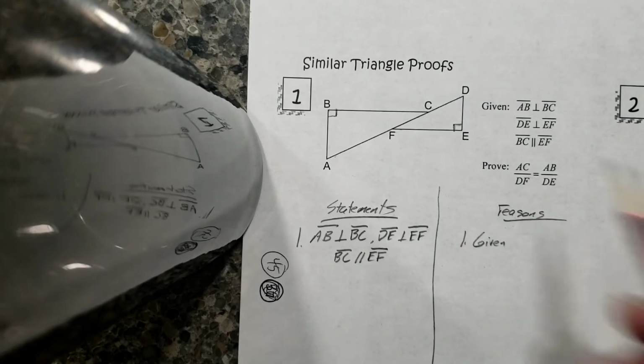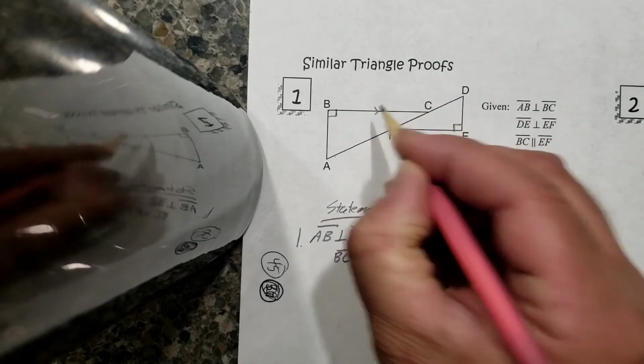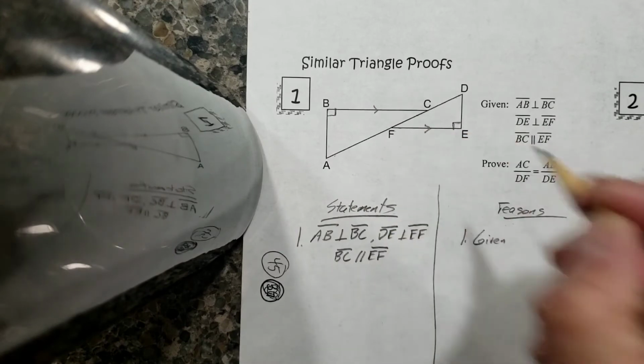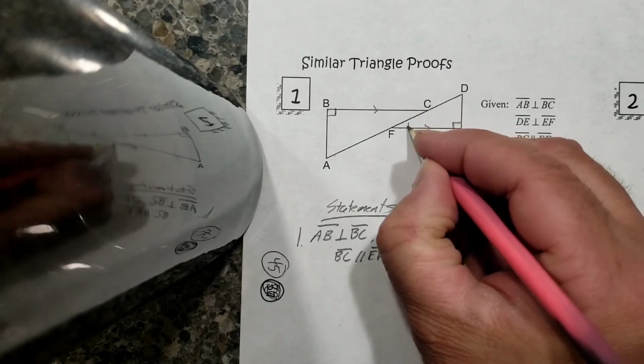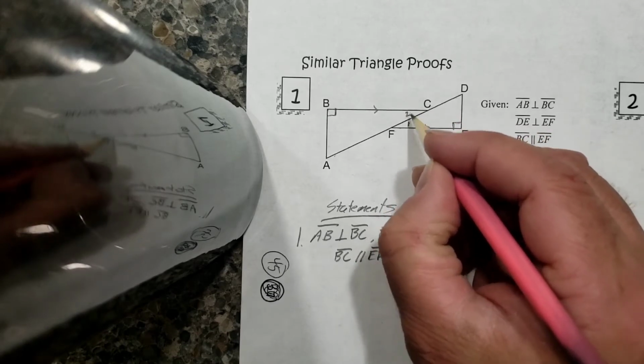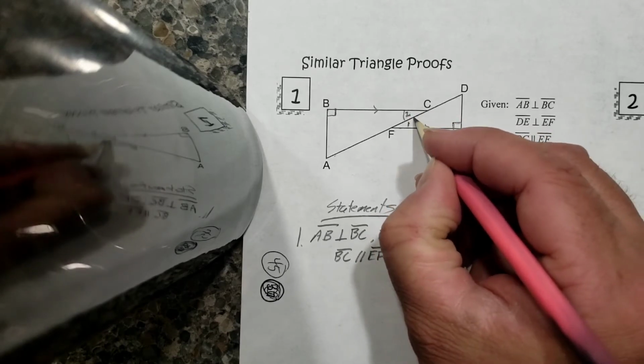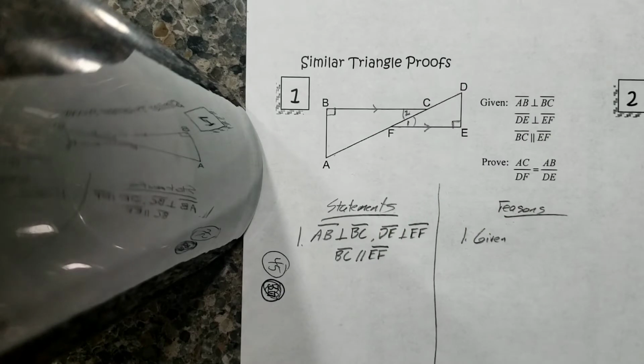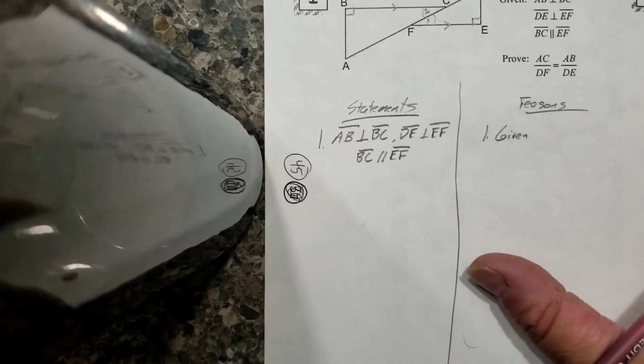Okay, now I'm looking and I see BC and EF are parallel. So what I'm going to have here, and I'm just going to mark these angle 1 and angle 2. They're going to be alternate interior angles. Okay, so that's going to give us our AA, and that's going to give us our similar triangle. So now we just have to put the whole proof together here.